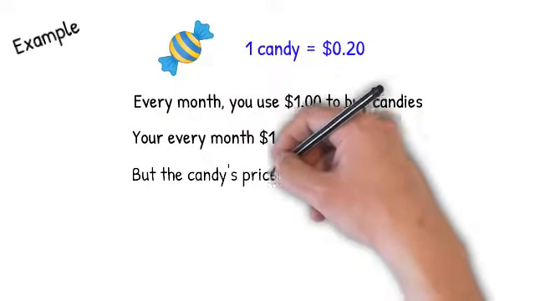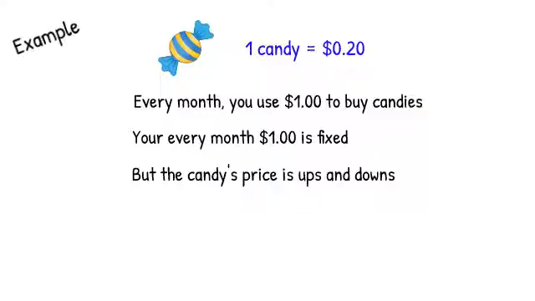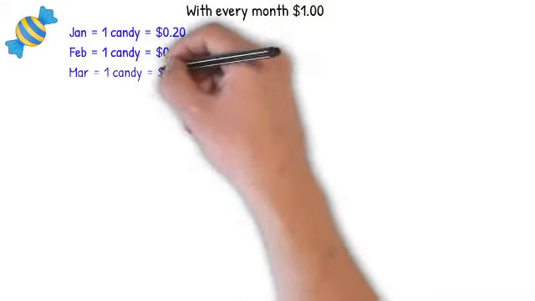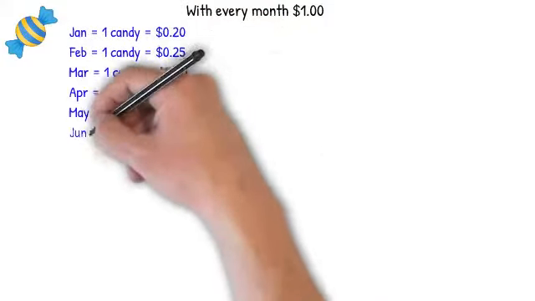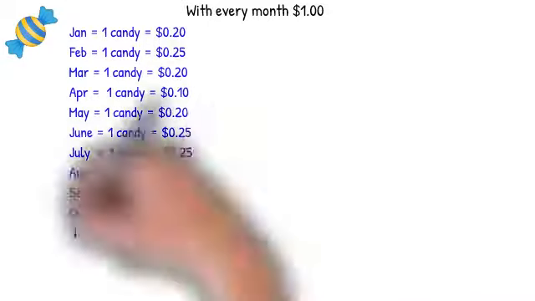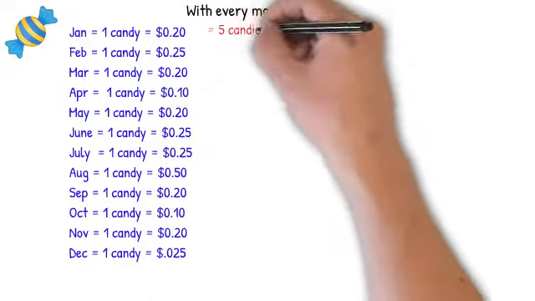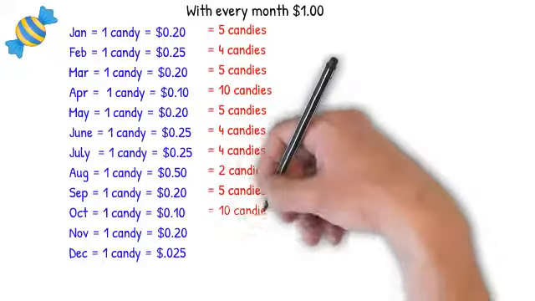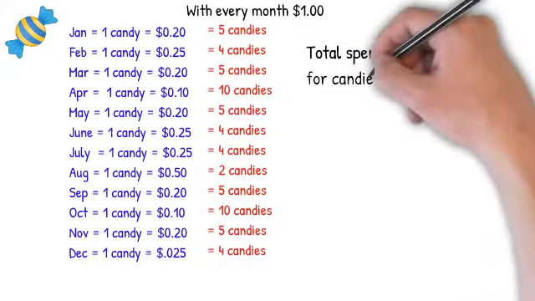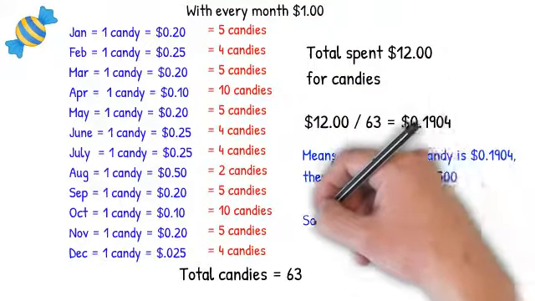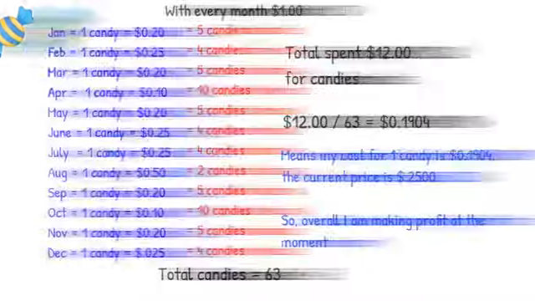You know that the candy price will keep on changing every month. No matter what the candy price is for the particular month, you will keep buying with your 1 ringgit. Here comes the scenario. After 12 months, you manage to accumulate 63 candies by spending 12 ringgit. Now, if you divide your 12 ringgit by 63 candies, then your cost for 1 candy is only 19 cents.